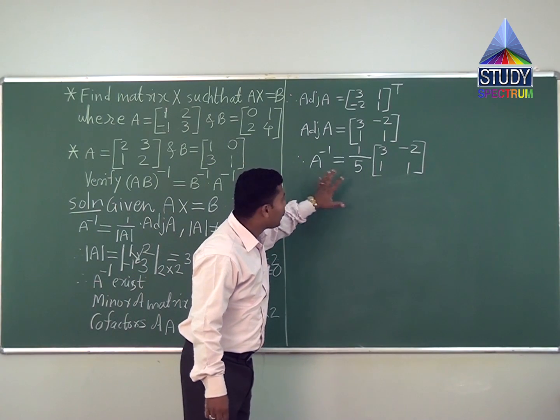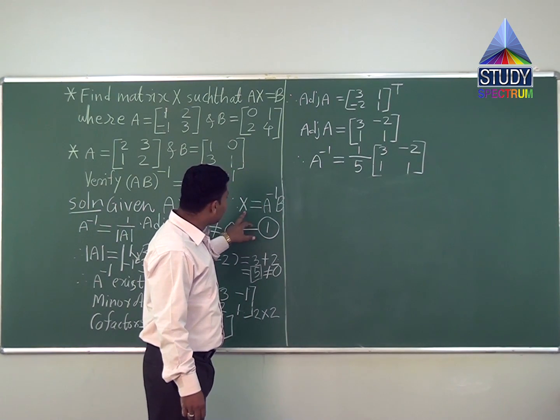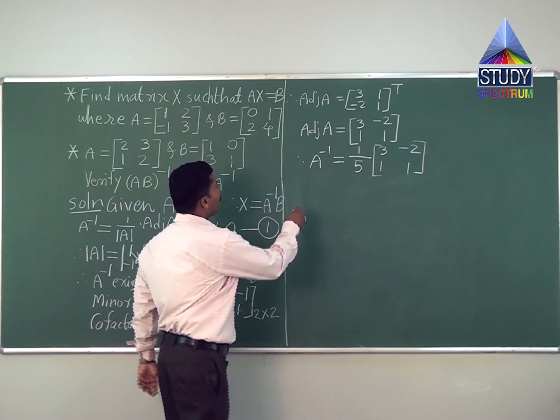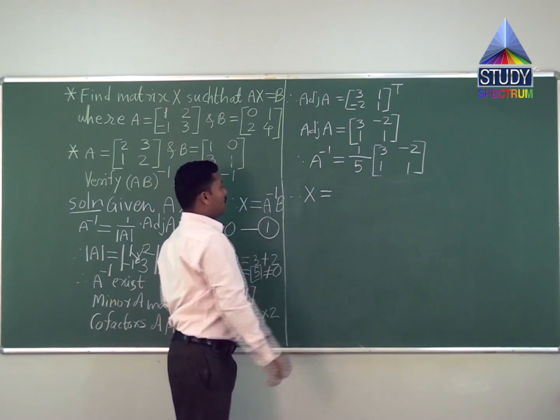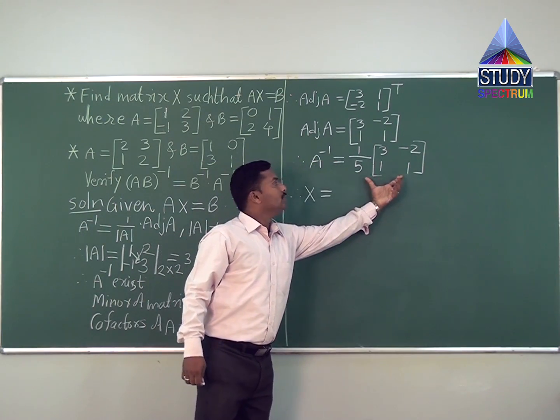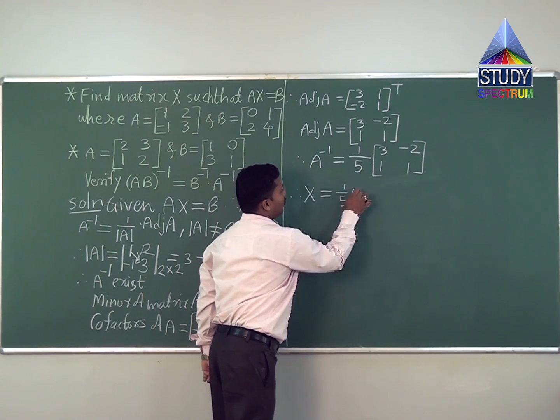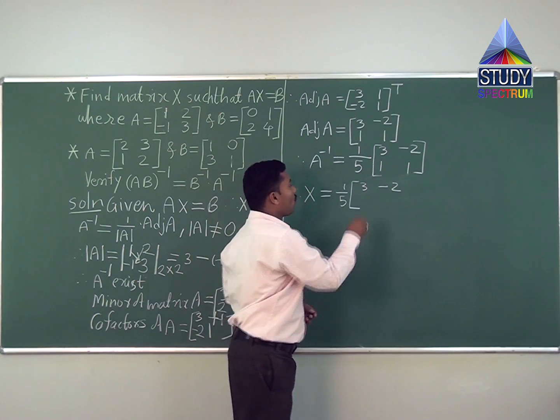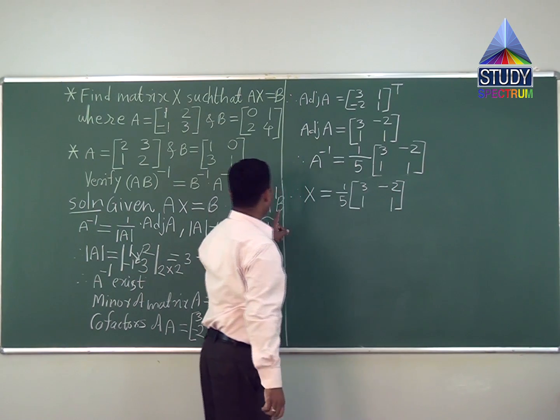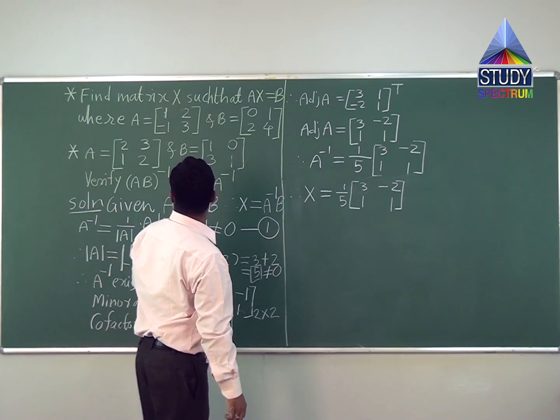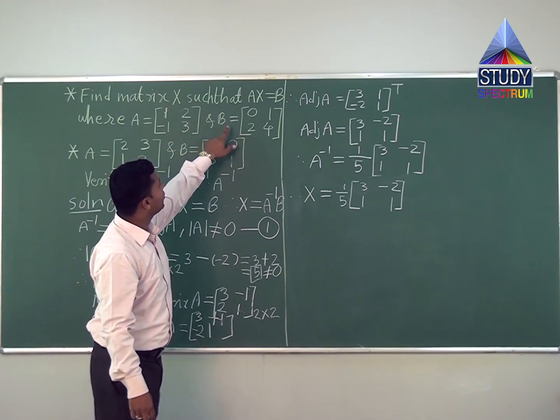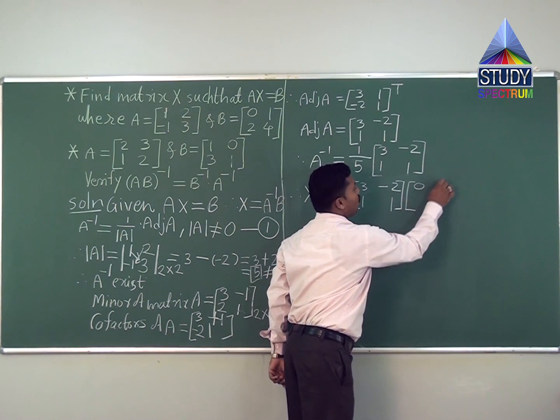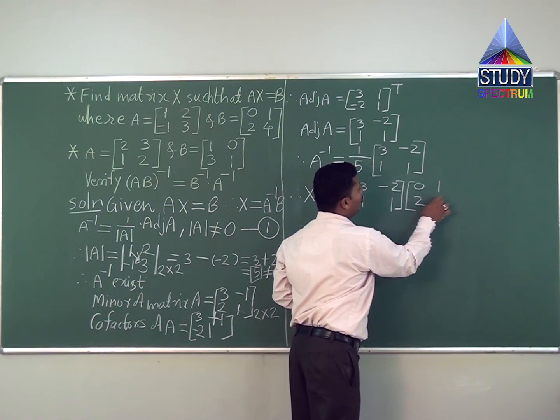Here we have found A inverse and now we have to find capital X equal to A inverse into B. So we put the value of A inverse in this place. So what do we get? Capital X equal to what is A inverse? This matrix. So 1 upon 5, matrix 3, minus 2, second row 1, 1, into B. What is B? Here B is a matrix: first row 0, 1, second row 2, 4.